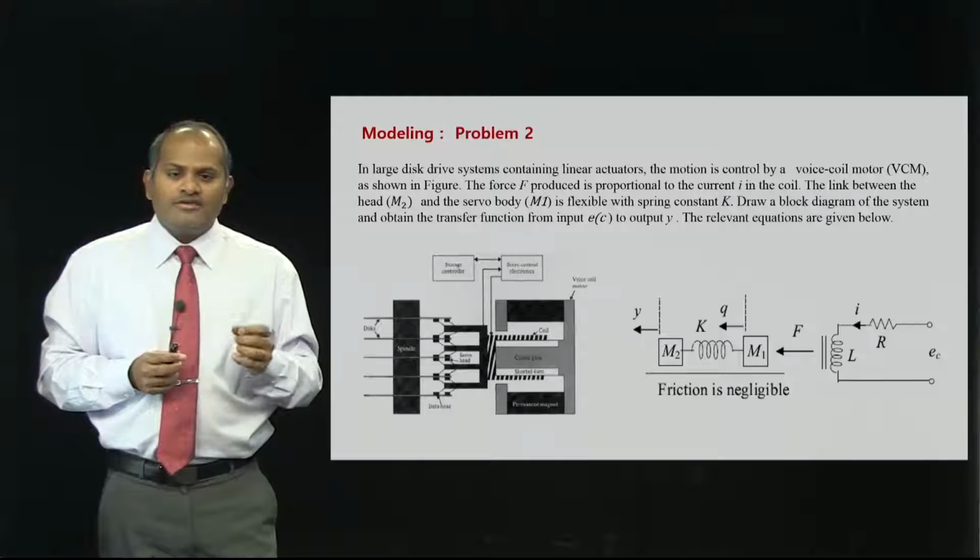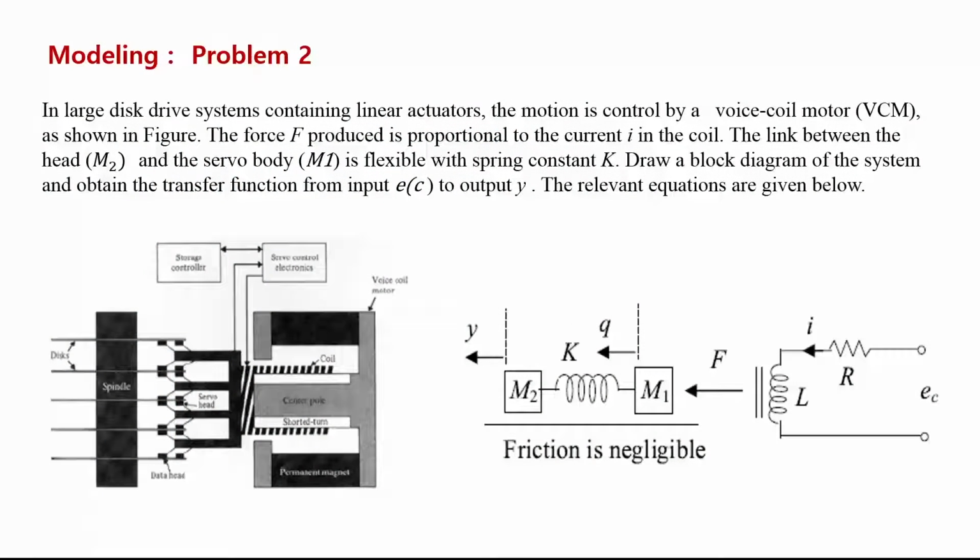Okay. Now, let us go into the problem. In a large disk drive system containing linear actuators, the motion is controlled by a voice coil motor as shown in the figure. So, there is a voice coil motor. Because of the magnetic field, there will be a displacement. The force F produced is proportional to the current I in the coil.